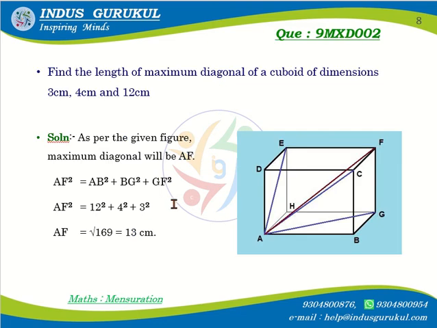Now, let's take a question. We have to find the maximum diagonal of a cuboid of dimensions 3, 4 and 12 centimeter. So AB is 12, BG is not given, BG is 3 or 4. Let's consider BG is 3 and BC is 4. So simply using the formula, square root of L square plus B square plus H square, the 13 centimeter is the value of the AF diagonal here.